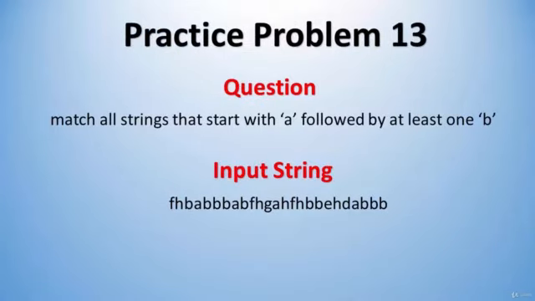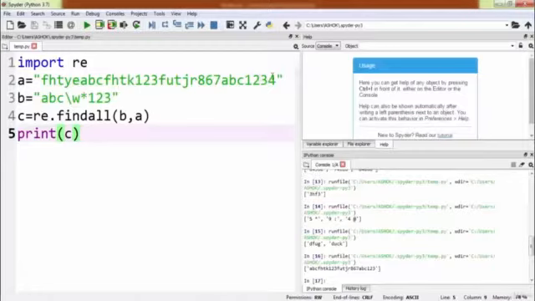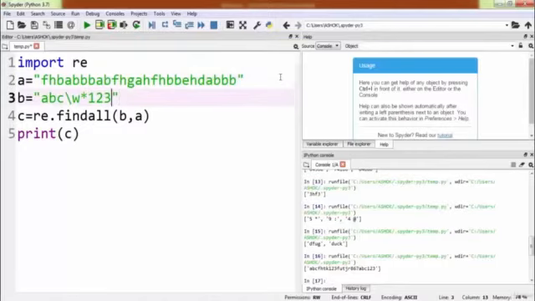The next question is we must find all the strings which start with A followed by at least one B. The pattern will be starting with A, that means A should be present only one time, and followed by at least one B. At least one B means B should be repeated at least one time. So I will use the quantifier plus for B.